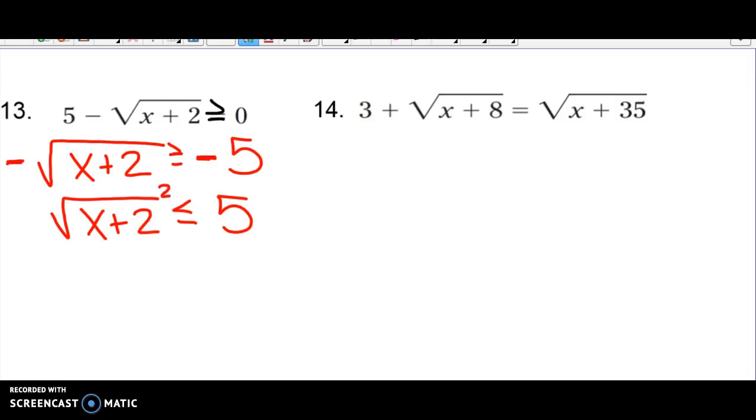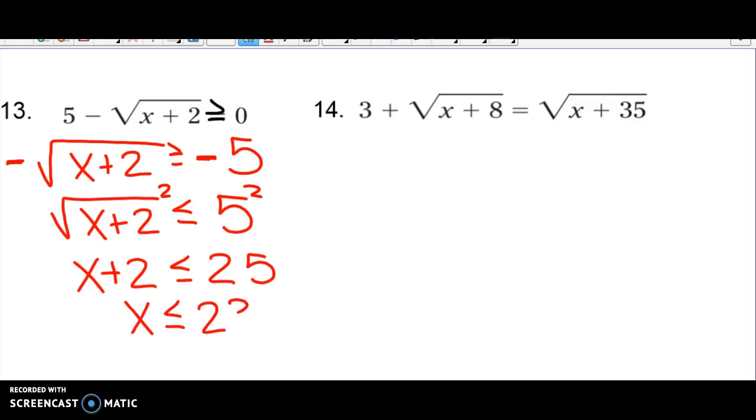All right, so now let's go and square both sides, and we get x plus 2 is less than or equal to 25. When you subtract 2 from both sides, x is less than or equal to 23. All right, so x is less than or equal to 23. That takes care of the solution.